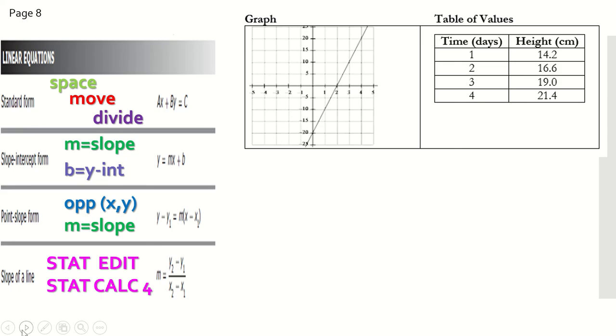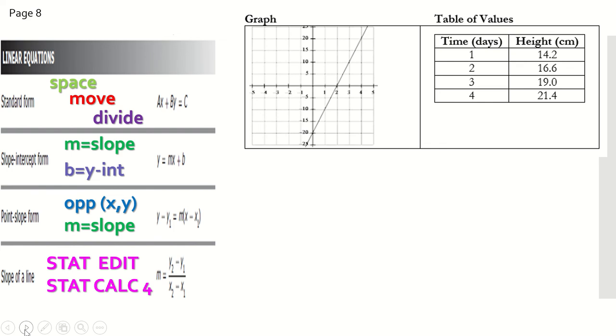Once again, provided on your STAAR formula chart, we are given the three forms of a linear equation: standard form, ax plus by equals c; slope-intercept form, y equals mx plus b; and point-slope form, y minus y1 equals m times x minus x1. And of course, we have the formula for slope, the change in y over change in x.